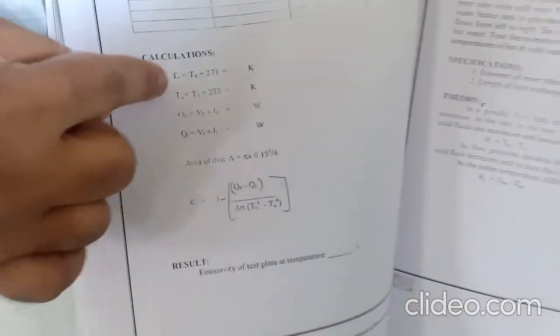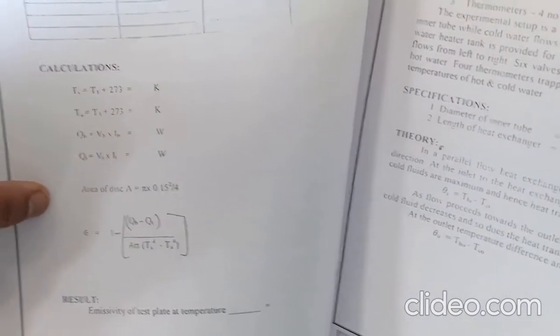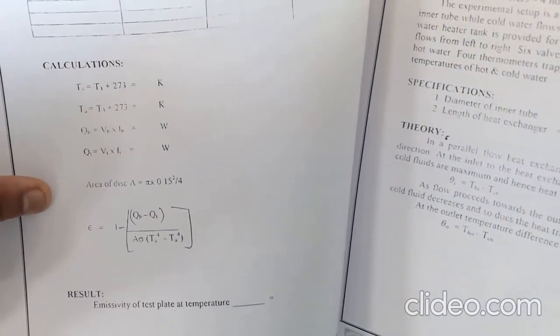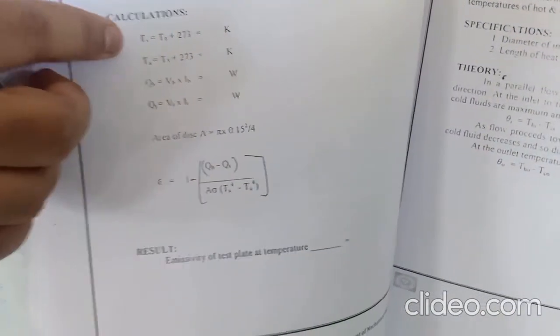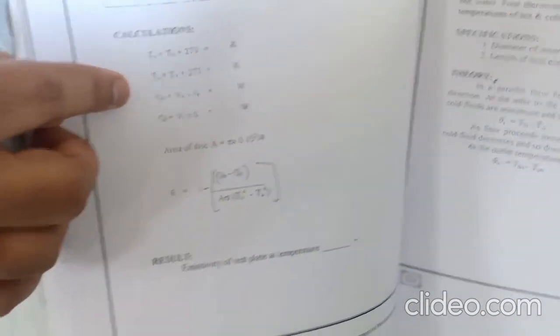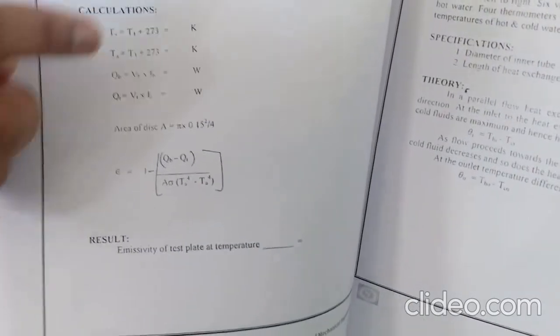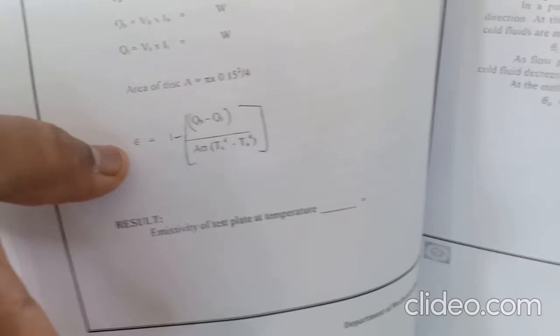Here, temperature must be in Kelvin because radiation is usually an absolute temperature oriented numerical. So we have to consider only absolute temperature. That's why we have taken T plus 273. So convert into Kelvin. And this is the equation to calculate the emissivity.